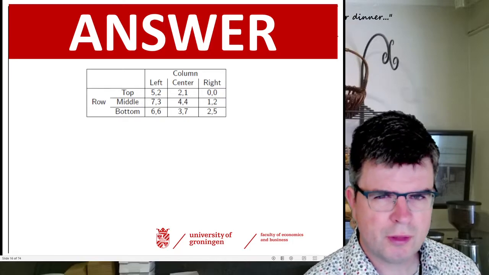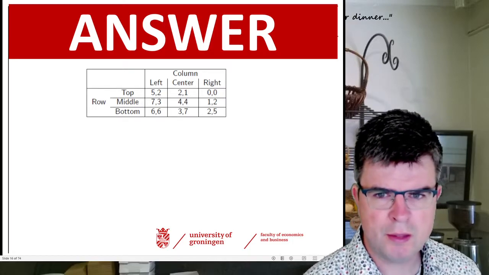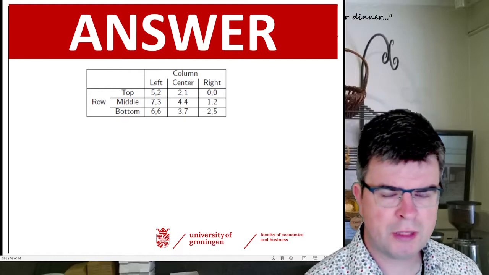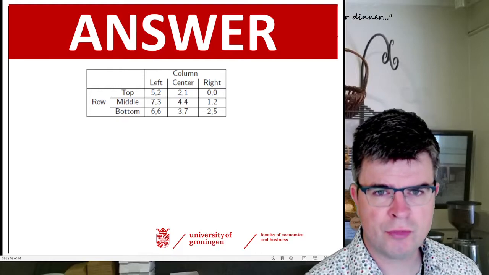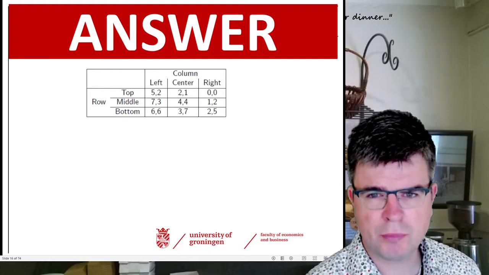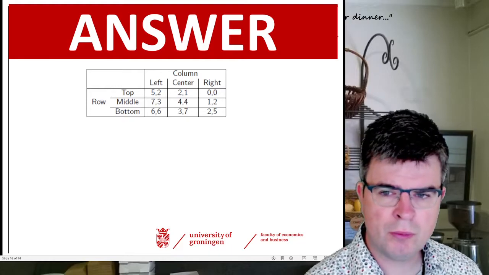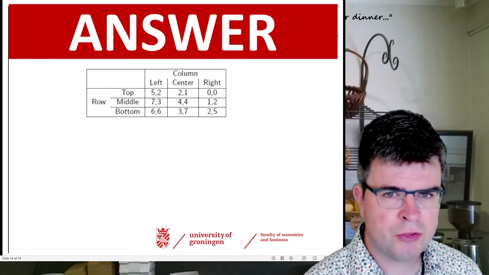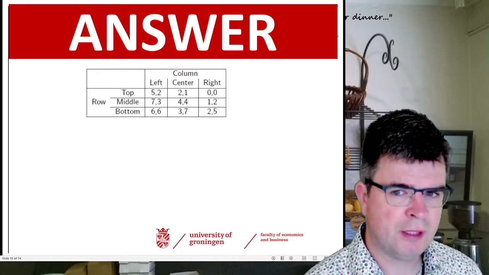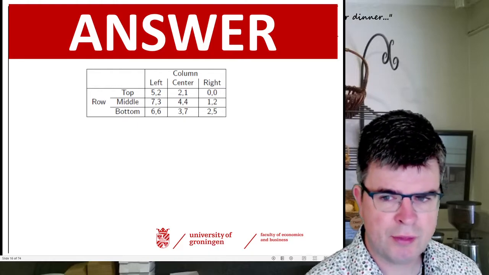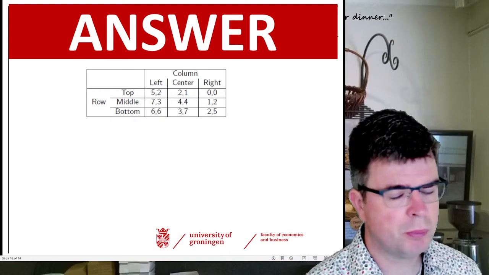To answer the question, let's have a close look at the payoff matrix. So, does either row or column have a dominated strategy? Does it have a strategy that it will never play? First, consider row. So, what is the best response for row if column plays left? Well, if column would play left, then the best response for row would be to play middle.